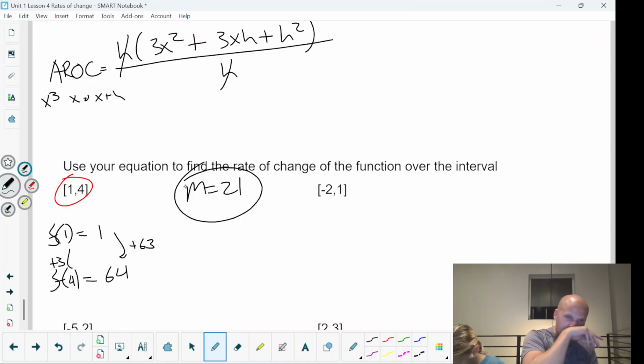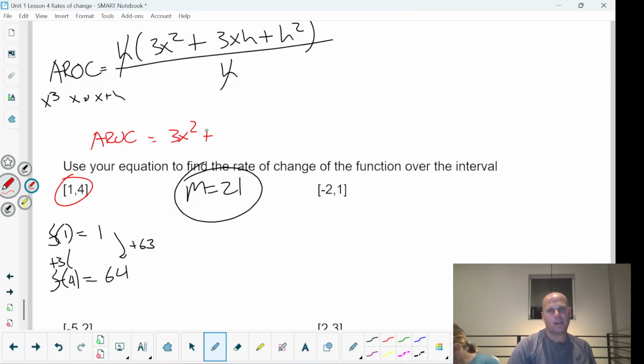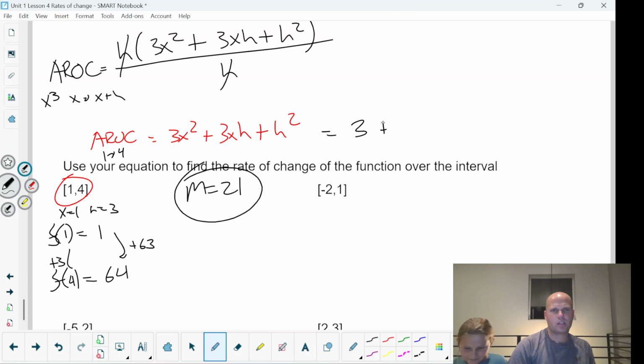Cool? But you could use your average rate of change formula. You could say your average rate of change is 3x squared plus 3xh plus h squared. And you could say, all right, when x is 1, and then from 1 to 4, that h is 3, that x distance is 3. Let's see, plugging in 1, we'd have 3 times 1 squared plus 3 times 1 times 3 plus 3 squared.